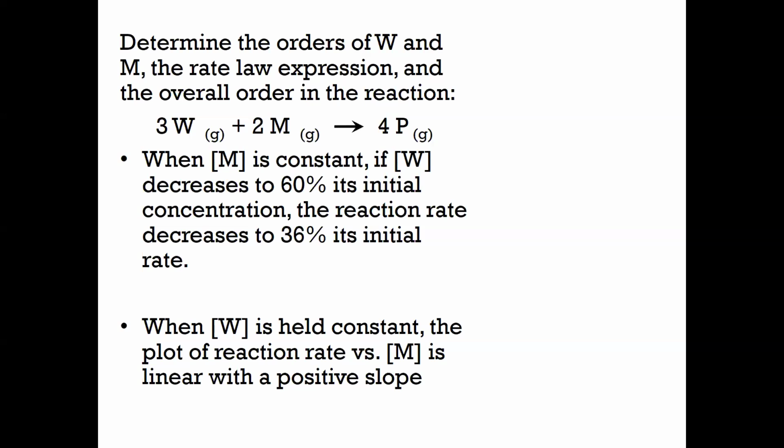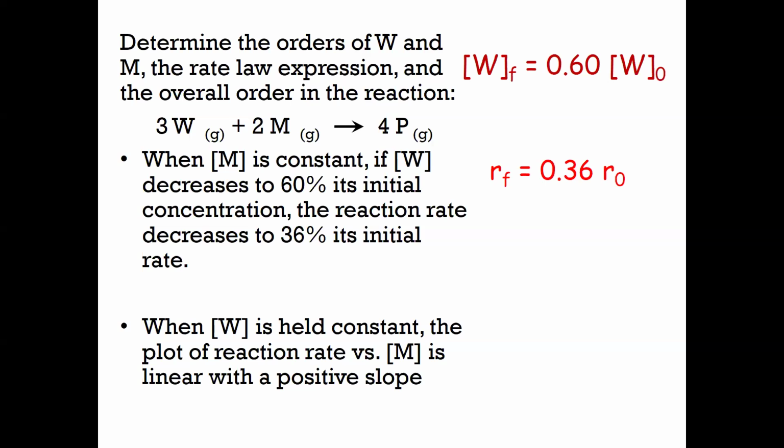So it says that if W decreases to 60%, then the reaction rate decreases to 36%. So first of all, we know that changing the concentration of W changes the rate. So therefore, we can eliminate that this is going to be a 0 order with respect to W. So let's go ahead and write down what we know. W final is 0.6 times W initial. So that's what it means when it's now 60%. And same thing for the rate, we can dissect it. The final rate is 0.36 times the initial rate.